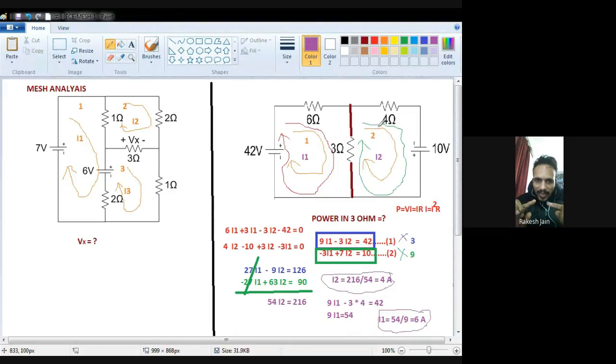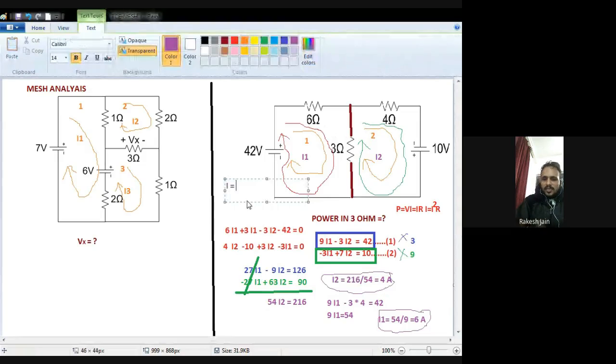Because the direction is opposite, the resultant current through this 3 ohm resistance is the subtraction of one current from the other. So what is the current through this 3 ohm resistance? This current will be 6 ampere minus 4 ampere, that is equal to 2 ampere. Okay. Now we can easily calculate the power.